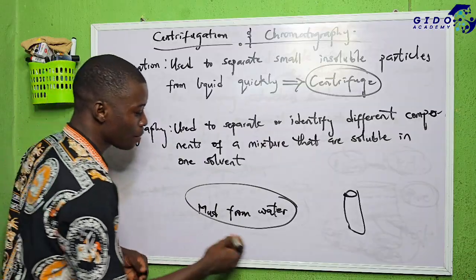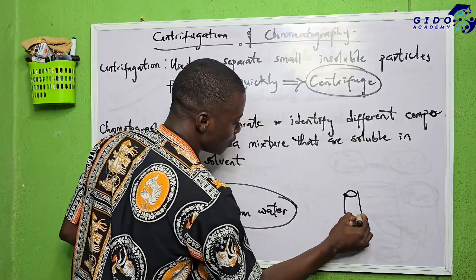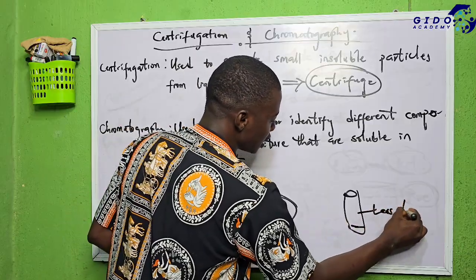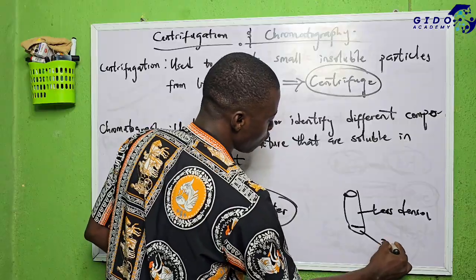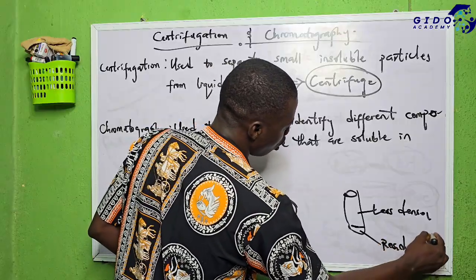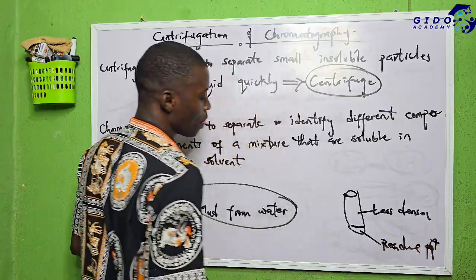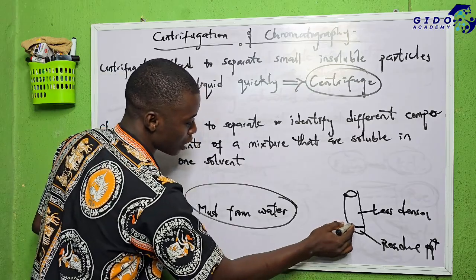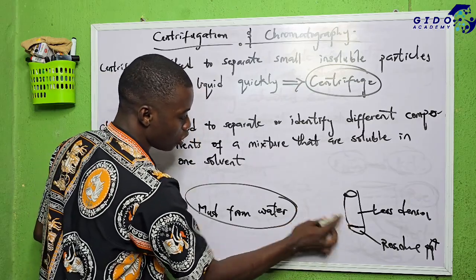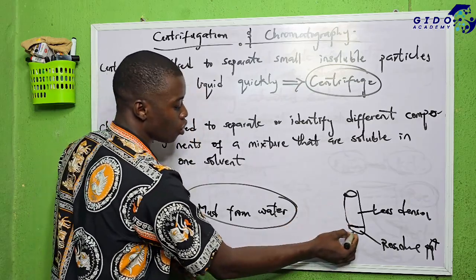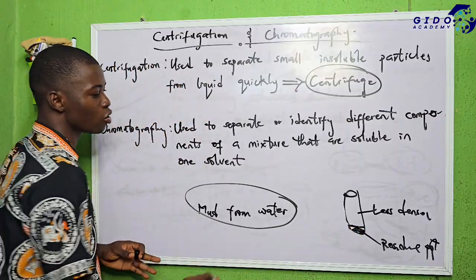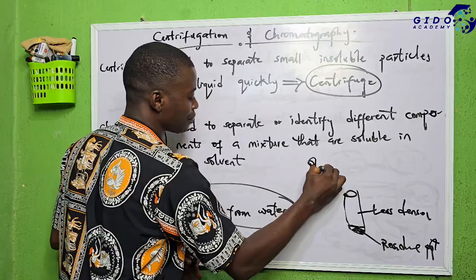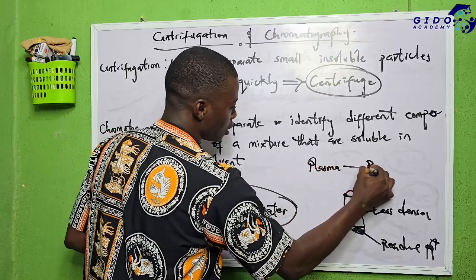Then after a while, the water will be at the top because it is less dense, while the mud will be at the bottom, in the form of a residue or a precipitate. So your less dense substance will be at the top, while the mud is going to be at the what? At the bottom.